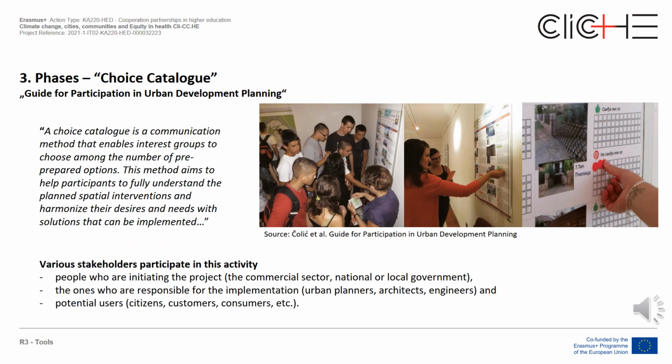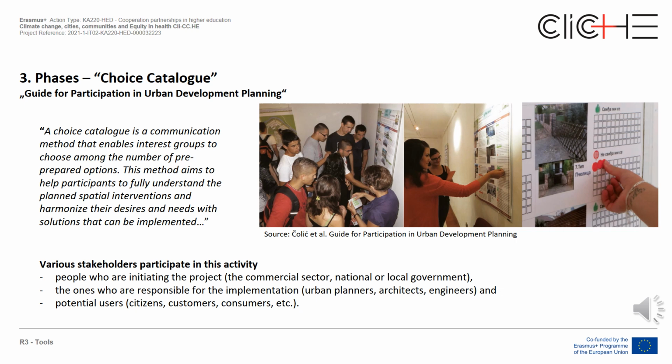Choice catalog is the communication method that enables interest groups to choose among a number of pre-prepared options. This method aims to help participants to fully understand the planned spatial interventions and harmonize their desires with solutions that can be implemented. Presented alternative solutions are based on data collection and analysis, which usually include information gained through surveys, interviews, and different formats of citizen participation. Besides that, the communication process is carried out through a catalog presentation and enables discussion of alternative project proposals. As such, Choice Catalog is both the result and a means of communication.